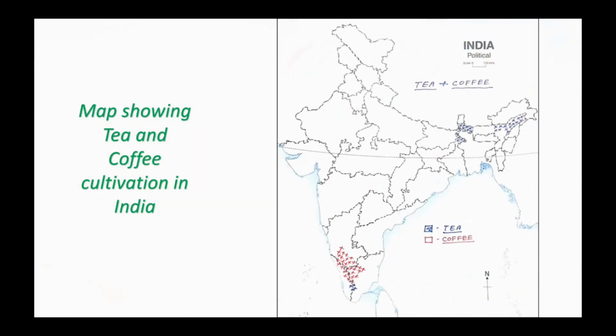See, here it shows the areas of tea and coffee. The states of West Bengal, Assam and Tamil Nadu produce tea, and coffee is grown in the southern three-state junction area, that is Nilgiri and Baba Budan Hills of Karnataka, Tamil Nadu and Kerala.